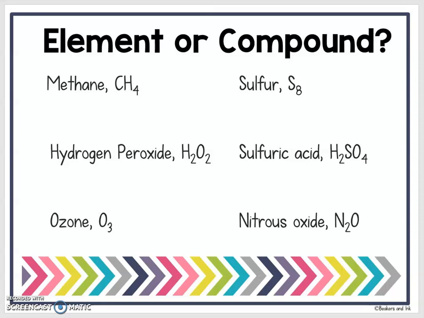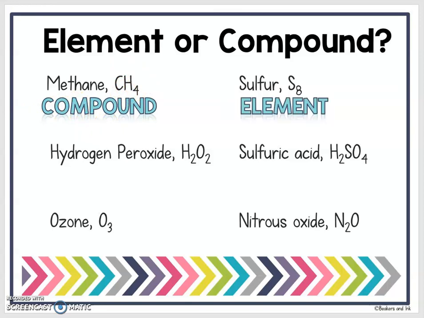Okay, let's go over the answers. Methane is a compound. You can tell that it's a compound because it has two uppercase letters written in it. You can tell that this is carbon and this is hydrogen. So it is a compound. Sulfur is an element. You can see that the only element that it contains is just this uppercase S, only sulfur all the way throughout. It is not bonded or compounded with anything.